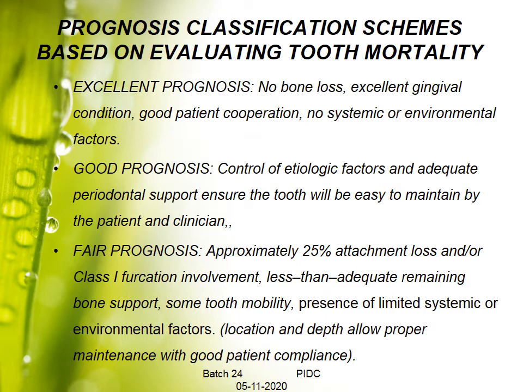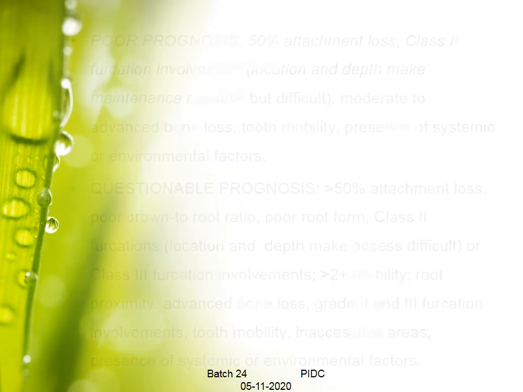Fair prognosis: approximately 25% of attachment loss if it is present, or a class 1 furcation involvement, less than adequate remaining bone support, some tooth mobility, presence of limited systemic or environmental factors. In that case, we place the condition or the tooth or the overall dentition under a fair prognosis. In this case, location and depth allow proper maintenance but with good patient compliance. So, if the pocket's depth or location allows the patient to maintain it well, then the overall dentition falls under the fair prognosis criteria.